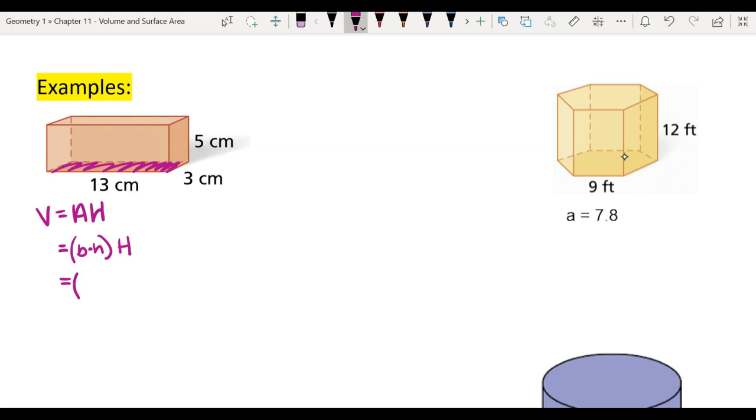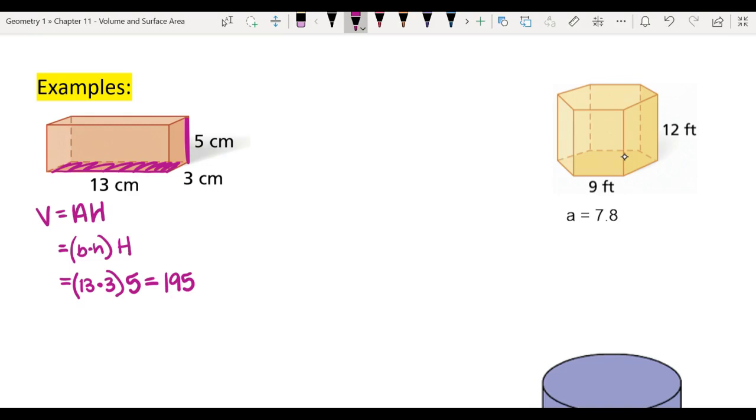So the base of this rectangle is 13. The height of the rectangle is 3. The height of your prism is 5. And then you would just simply multiply all that together on your calculator. When you do that, you get 195. I always denote my area with parentheses, but you technically don't need the parentheses in anything we're doing today. Are there any questions about how it was done?